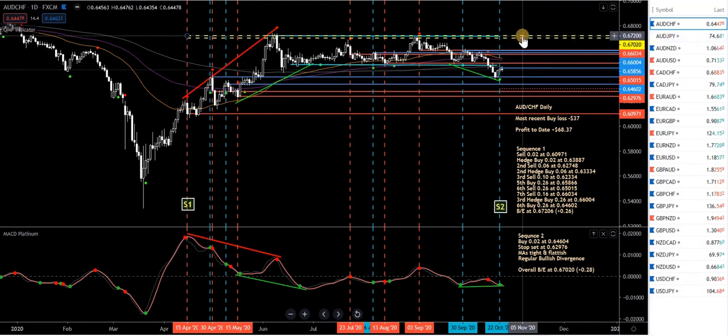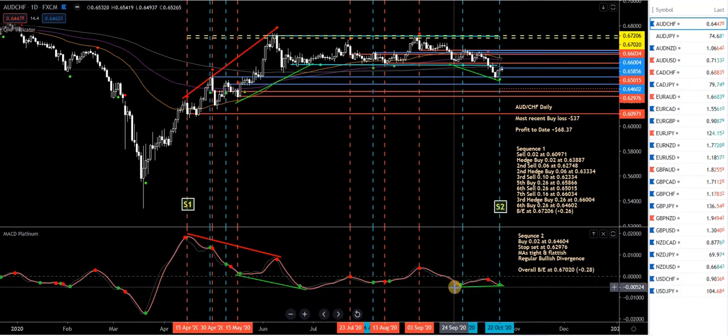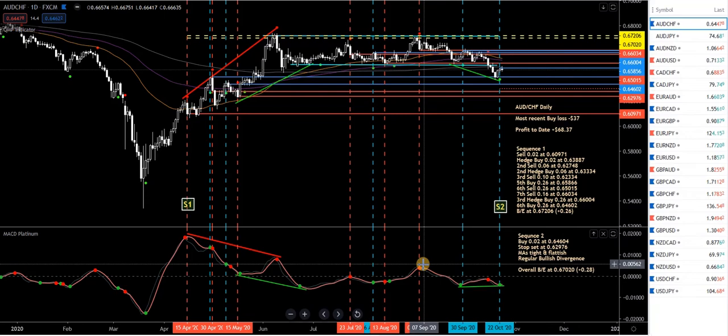Got to get up to these yellow, up to this point. Like with the MACD Platinum, I'm looking to buy when it's below the zero level and sell when it's above the zero level.